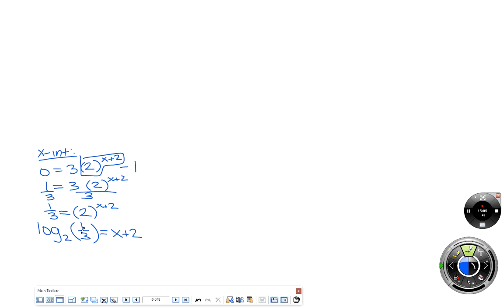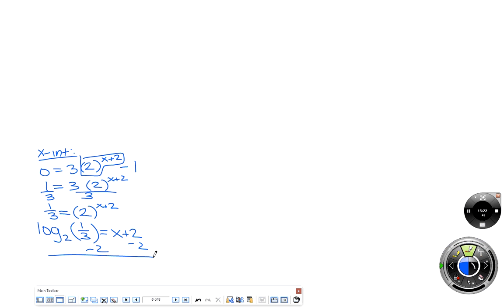Do I expect you to know what log base 2 of 1/3 is without a calculator? No. So you're just going to leave this and do whatever else you would do to this like it's a number, and this is just going to have to be part of our intercept, part of our answer. So what's the last thing we have to do to isolate x? Christian? Good.